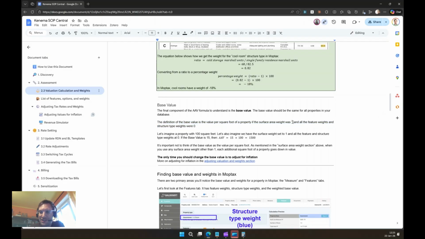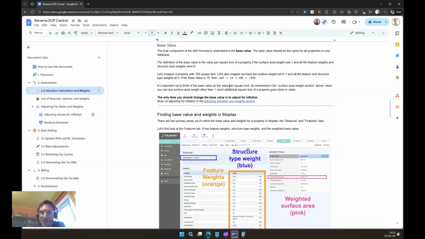If we were to change the surface area weight to 1 and we set all the feature and structure weights to 0, then it's the value per square foot of your property. So let's imagine a property that has 100 square feet. Let's also set the surface area weight to 1 and set all of the feature and structure weights to 0. If the base value is 15, then we take 15, multiply it by 100, the number of square feet, and we get 1,500.